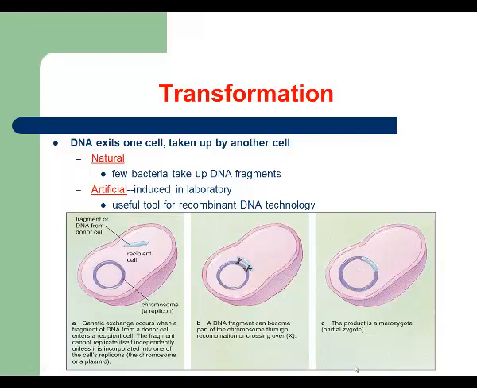So that was an example of natural transformation. Now let's talk about artificial transformation. Artificial transformation is induced in our biotechnology labs. For example, you probably know that bacteria make insulin today for us. So how do they make that insulin? Why do they make that insulin? How do we make them to start making insulin for us?